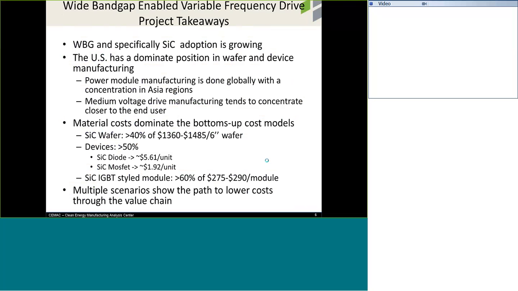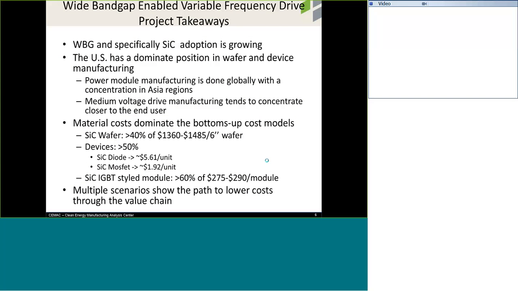So for our project this year, our key takeaways is that wide bandgap and specifically silicon carbide adoption is growing. The U.S. has a dominant position in wafer and device manufacturing. Power module manufacturing, where you integrate the devices into the power module, is done globally. However, it is more concentrated in the Asian regions. And medium voltage drive manufacturing tends to concentrate closer to the customer base.